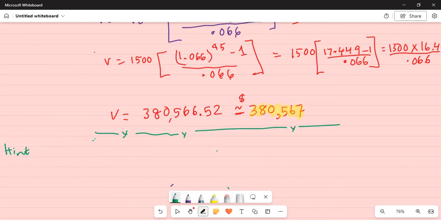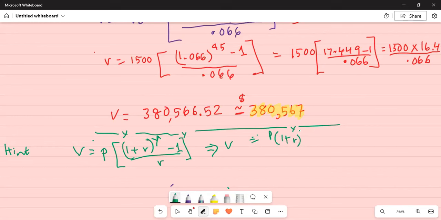The equation I used is value invested, or V, is equal to P, the annual amount you're investing, times 1 plus R, the whole thing exponented to Y, the number of years we are investing, and then minus 1, divided by R. So this reduces to V equal to P times 1 plus R raised to the power of Y, minus P. I just distributed the P inside the parenthesis in the numerator, and the whole thing is divided by R.